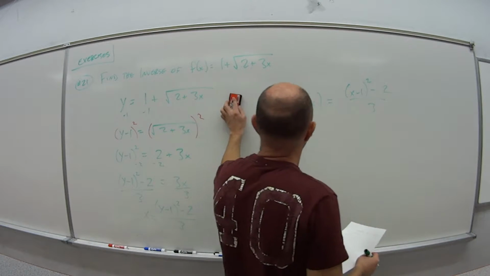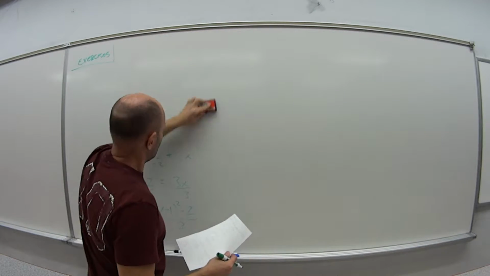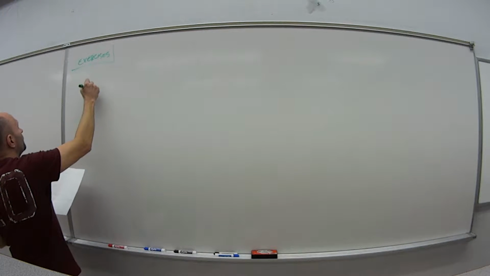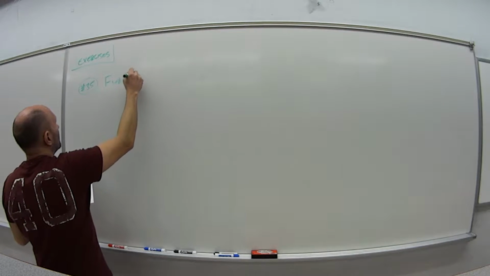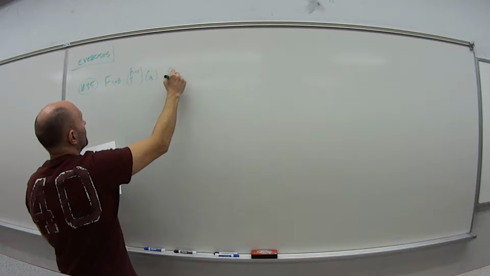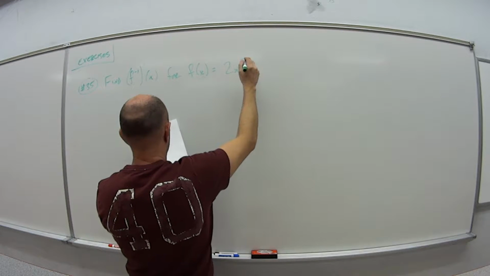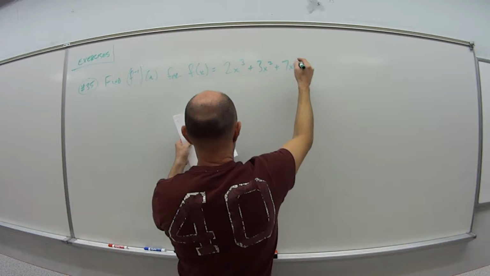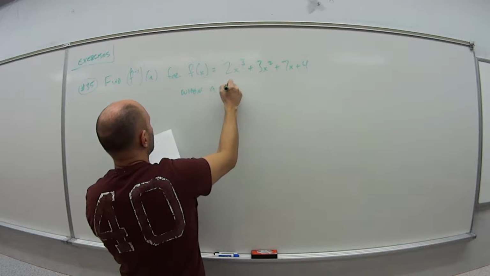All right, next example is number 35. Again, these are in the book, so if you want to reference a book, go to there, see what it is, write it down from there, that's fine. But we want to find f inverse prime of a for the function f of x is equal to 2x to the third plus 3x squared plus 7x plus 4 when a is equal to 4.